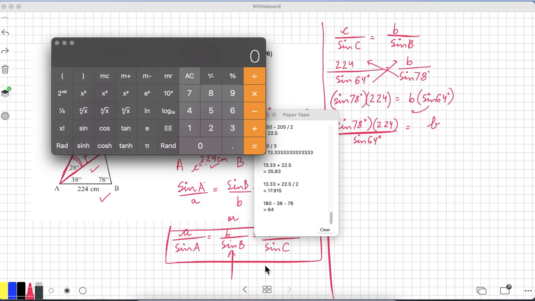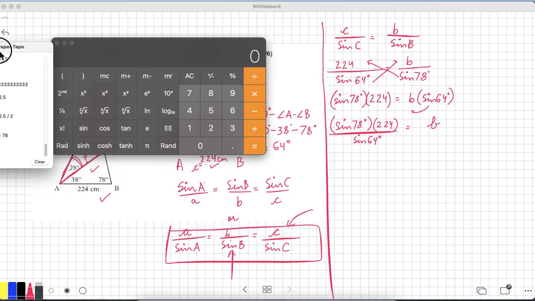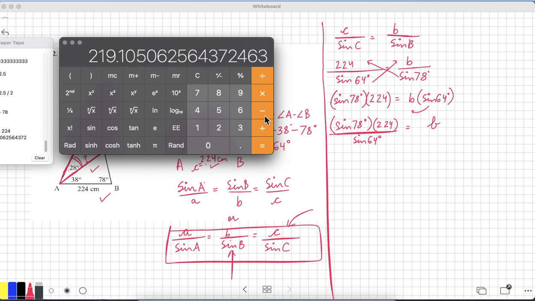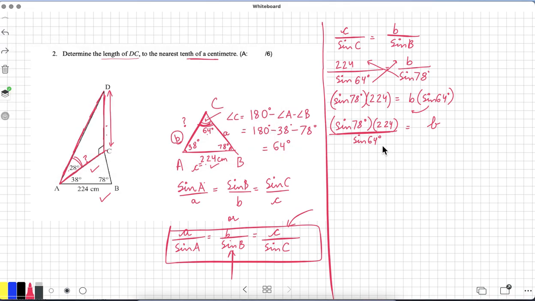So let's use the calculator to find this. First sine 78, multiply that with 224, then divide the whole thing by sine 64. It is 243.776. That is the b here, which is also the AC side. So we have found the AC side.